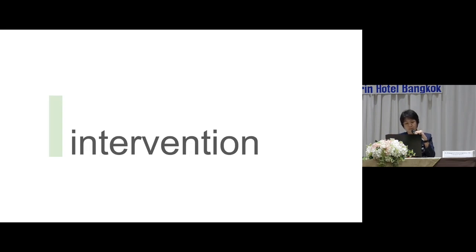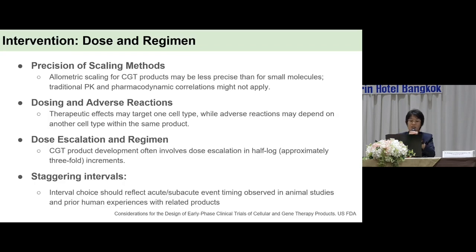And next is intervention. In a first-in-human trial, it is very difficult to find the right dose because it is not as straightforward as a small molecule study, where we have established models to translate from animal models to humans. But in cell therapy, what is a good dose? Also, if the therapy consists of many cell types, the therapeutic effect may be related to one cell type, but the side effect may be related to another.